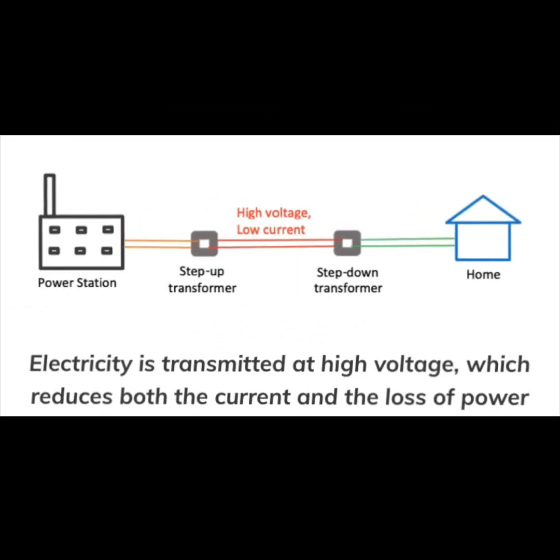Why? Because it will enter the home. So we want the voltage entering the home to be smaller than that coming from the power station. So first a step-up transformer, and then we are going to use a step-down transformer to decrease the voltage to its normal level, as you can see here.